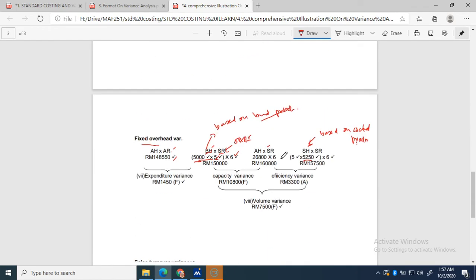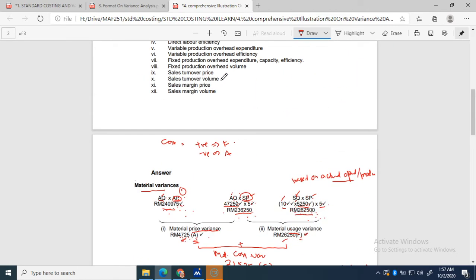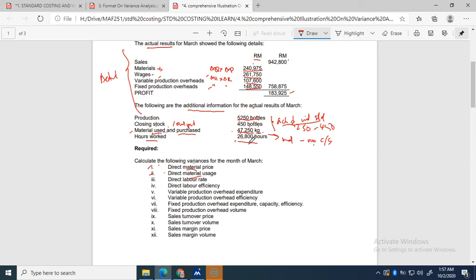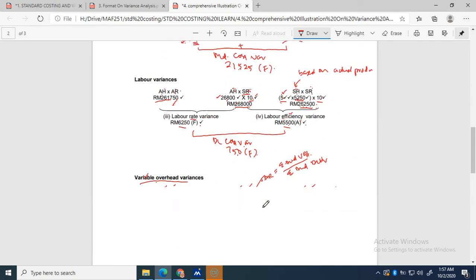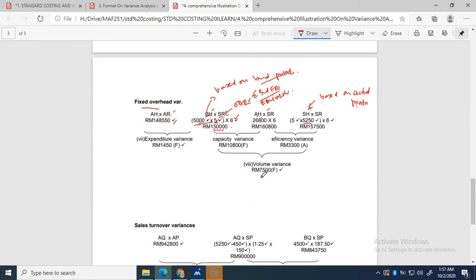But now the total cost is the estimated total budgeted fixed overhead divided by the basis. The basis here is estimated budgeted direct labor hours. Since our basis is labor hours, you get 150,000. The third column is actual hours, so actual hours worked are 26,800, same as variable overhead and labor wages, 26,800.